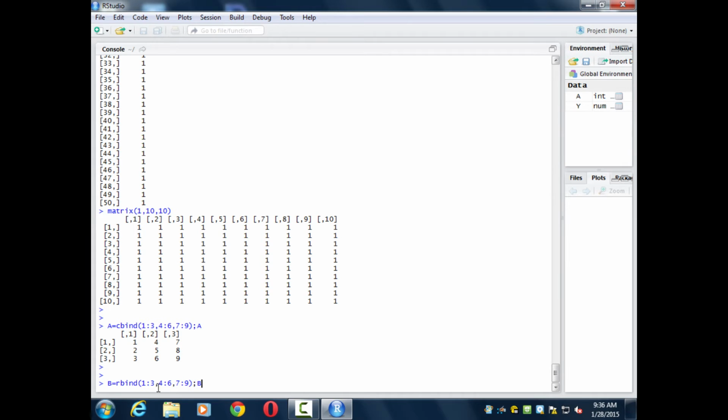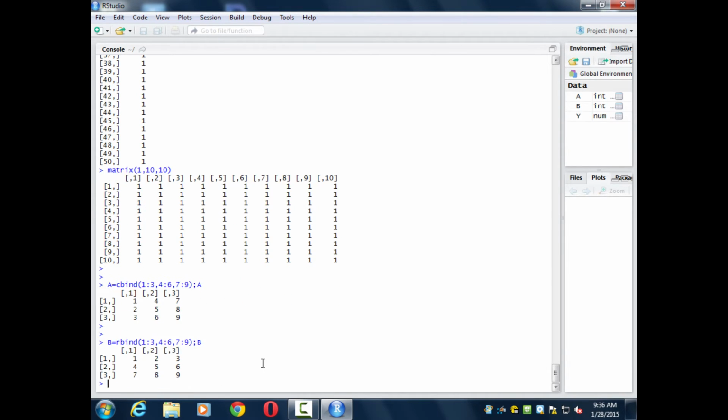Okay, then if we put together the rows, this is what the matrix would look like. You can see now how 1, 2, and 3 is stored on the first row, while before, when we were using cbind, 1, 2, and 3 was stored in the first column.